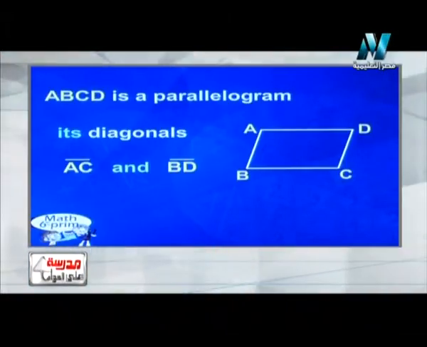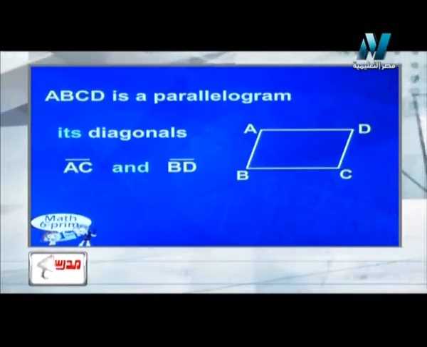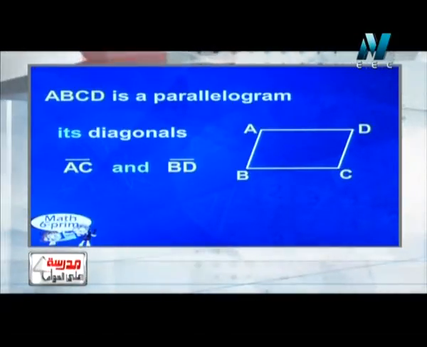And also each two opposite angles are what? Are equal in measure. And each two consecutive angles are? Supplementary, we can say supplementary, or their sum equals 180. And we can also say that in the parallelogram, it's a very hard word to pronounce, parallelogram, the two diagonals are what?